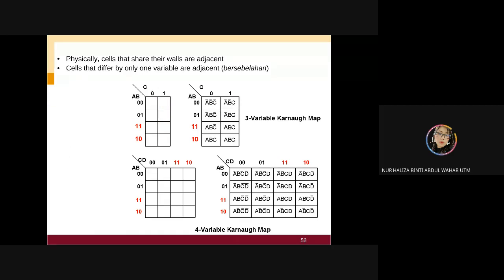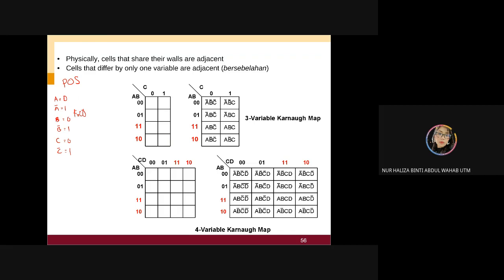If it is for POS, what will happen? For POS, A will get as a 0, A bar will be 1. B will be 0, B bar will be 1. C will be 0, C bar will be 1. And the rest of your output will be 0.